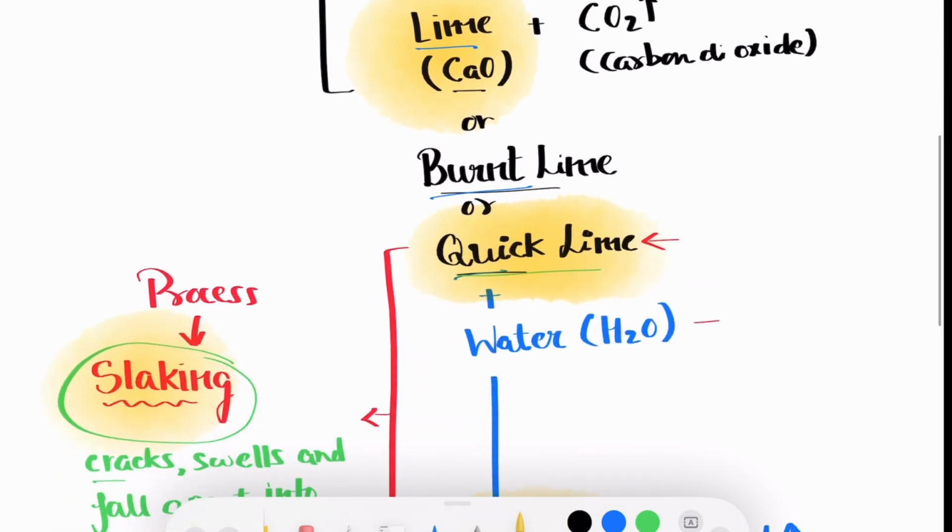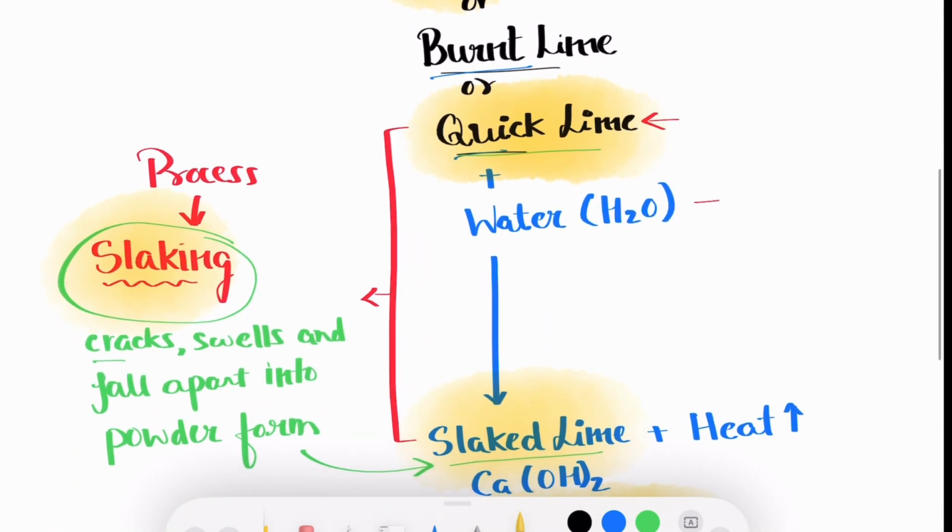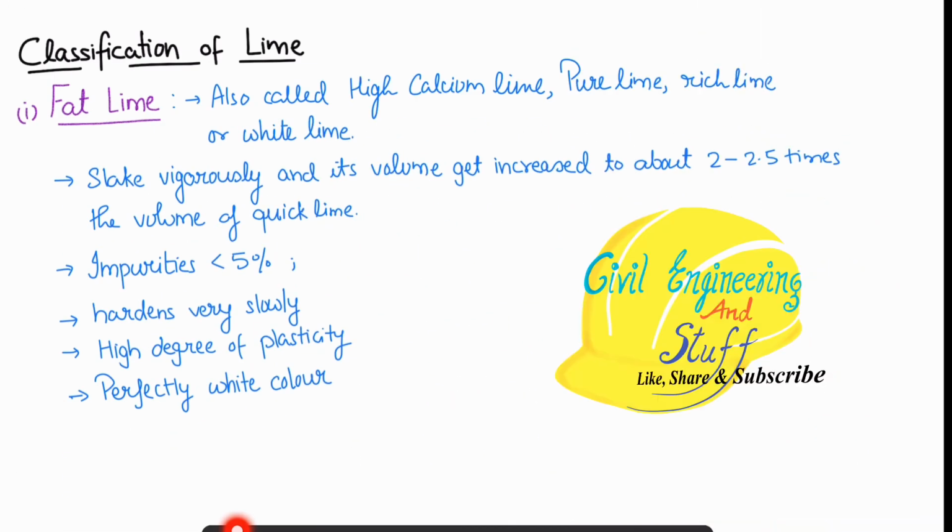Now, based upon the quality of lime that we get, we have a variety of limes. The purest form of lime is called fat lime. This lime does not have any impurities, and because of this it has high calcium content.